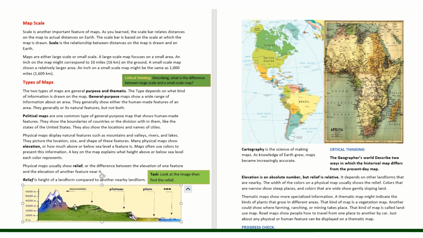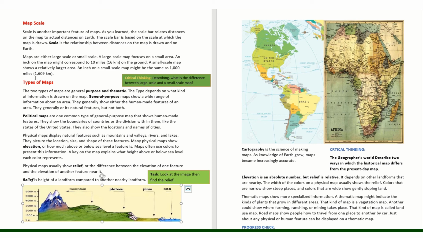So you can easily calculate now the sea level with the plains, the plateau, and mountains. Keep in your mind, if you want to calculate between nearby features, such as the plain and plateau, where the plain is 1,000 meters and the plateau is 2,000, then the relief will be 1,000.